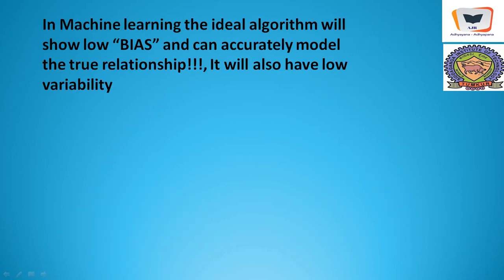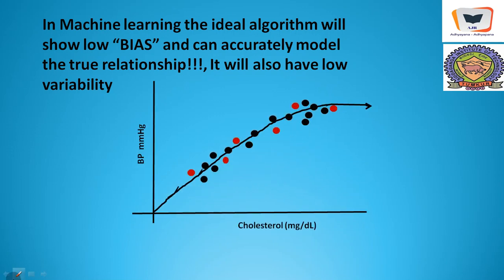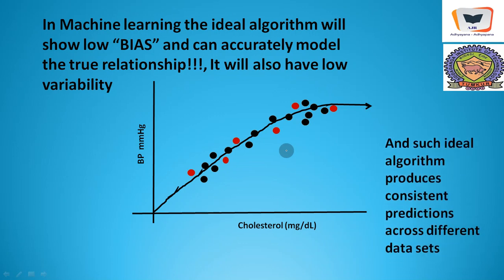In machine learning, the ideal algorithm will show low bias and can accurately model the true relationship. It will also have low variability. So the model should be something like this, which was drawn earlier in the beginning of the explanation. This particular line is the true relationship, which is a curved line, maybe a parabola, maybe a third degree curve, maybe a second degree curve, which maintains minimum distance both for test data as well as training data. That is low bias and low variability. However, it is very difficult for any model to achieve such a relationship, because every model will commit either bias or variability. Such an ideal algorithm produces consistent predictions across different data sets.